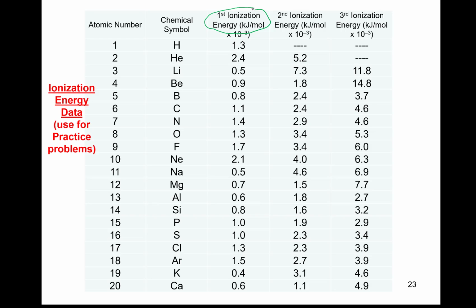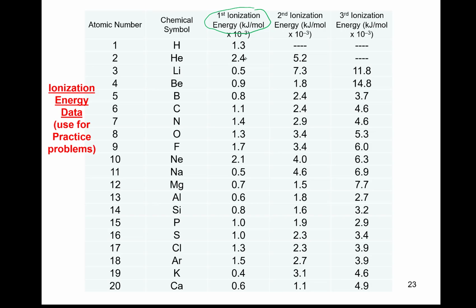If we look at hydrogen in the first row, it's 1.3, and in the heading it's times 10 to the negative third. So it takes 1.3 times 10 to the negative third kilojoules per mole. Let's go to helium. We've got a first ionization energy and a second ionization energy. The first one, the 2.4, represents the energy to remove that first electron, and the 5.2 in the next column represents the amount of energy to remove the second electron. There is no third ionization energy because it only has 2 electrons.